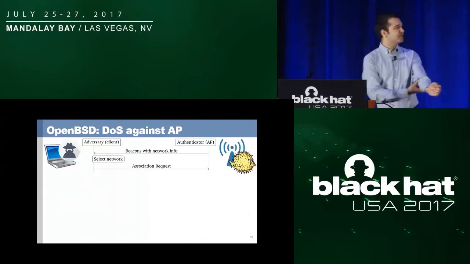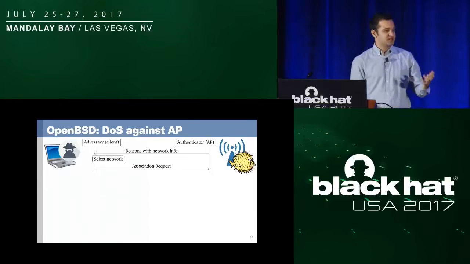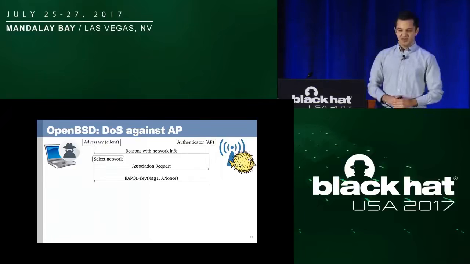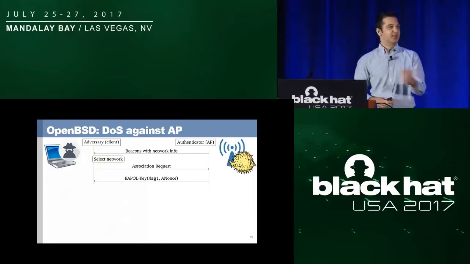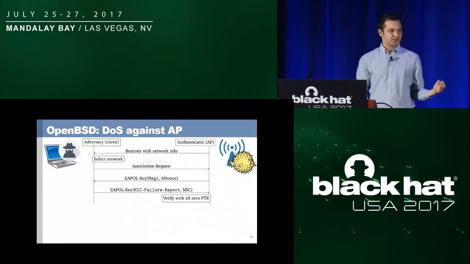Well, we have our first stage of the attack, where everything happens normally. We have our attacker here, which acts as a client, and we have the OpenBSD access point. The client simply searches for the network. It sends an association request saying, hey, I want to connect to the network. And then the access point will send message 1 of the 4-way handshake. But normally the client would now send message 2 of the handshake. However, when we execute our attack, we're going to send this MIC failure report.